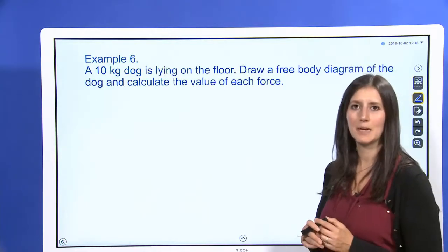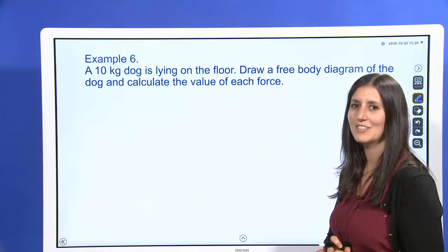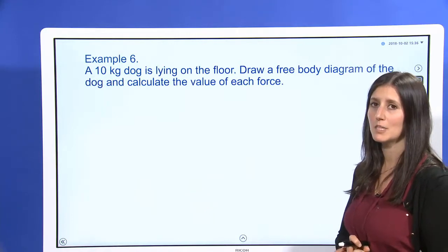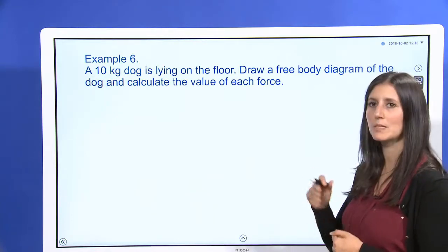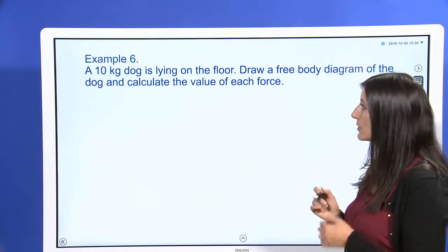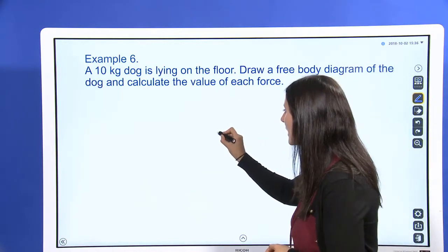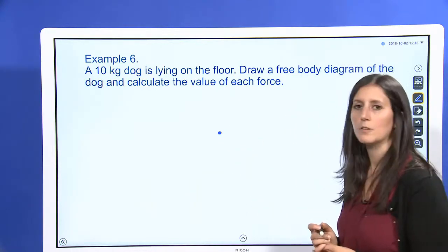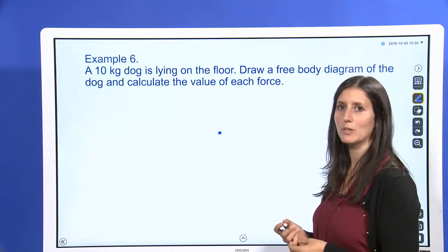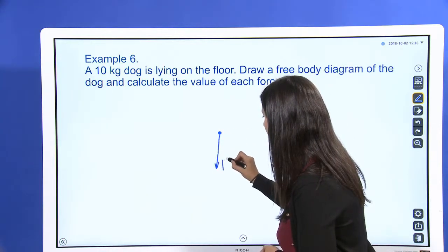Okay, so let's do some examples here. A 10-kilogram dog is lying on the floor. Draw the free body diagram of the dog and calculate the value of each force. Similar to what we did before, but now we're going to actually calculate all the values. We're first going to draw the free body diagram. We have a dog, and we're going to represent it with just a dot again. The first force that we can always consider is the force of gravity, because that one's always there and it always points straight down. So this is my force of gravity.